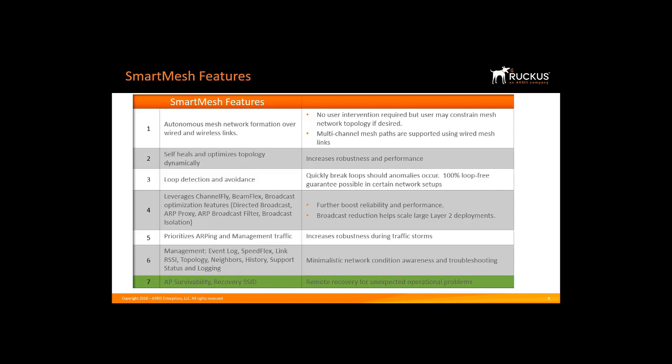The fifth feature of SmartMesh is that traffic like ARPing and other management frames are prioritized. This increases the robustness during traffic storms and during periods of network congestion.